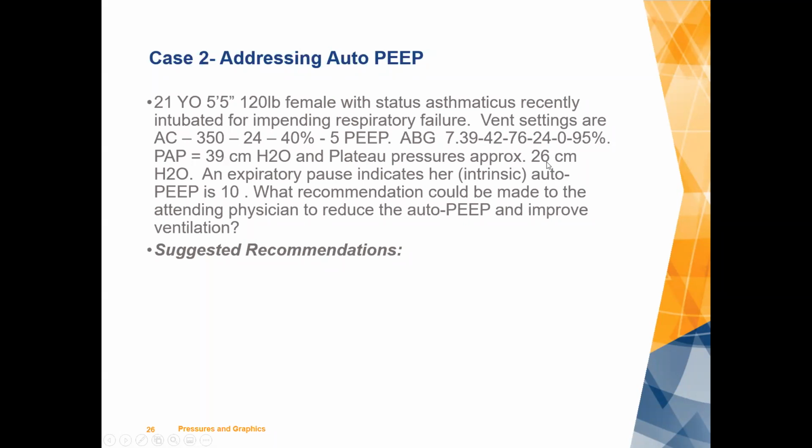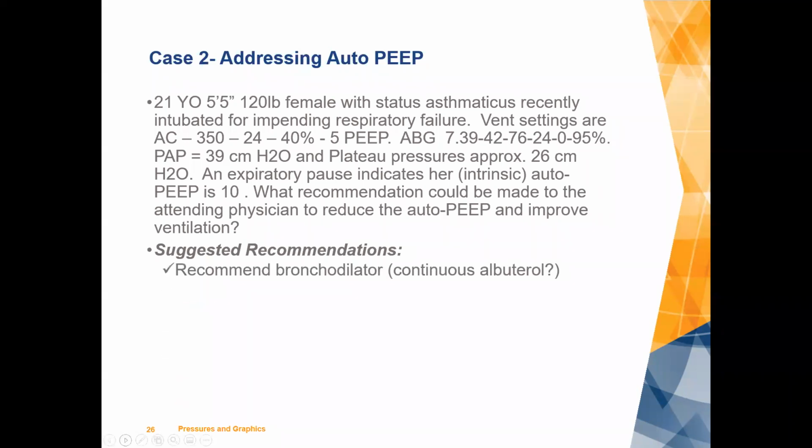Again, I don't know what the patient's inspiratory flow is. I will tell you this though, that it's probably reasonable to say that the patient's airway resistance is greater than 10 to 12. Okay. Expiratory pause indicates that her intrinsic PEEP is 10. So what recommendations could possibly be made to the attending physician to reduce the auto-PEEP and improve the ventilation on this patient? The patient's blood gas, from a ventilatory perspective, looks decent, okay? But what we know is that things like the peak airway pressures are high and the resistance is high.